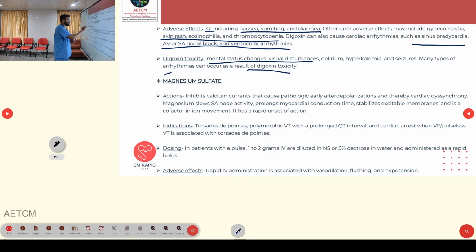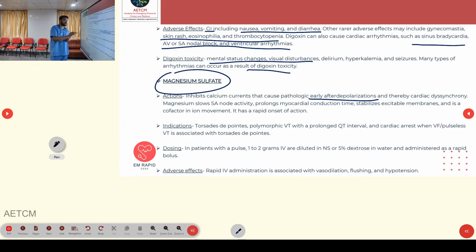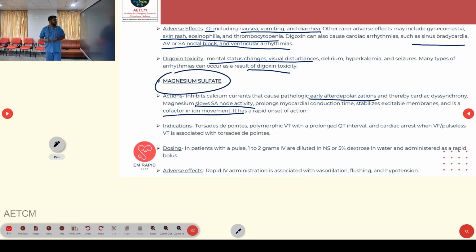Magnesium sulfate mainly inhibits the calcium currents, which causes early after depolarizations, and it causes that cardiac dyssynchrony. So these agents slow the SA node activity and prolong the myocardial conduction time. It stabilizes the excitable membranes and is also a cofactor in ion movement.